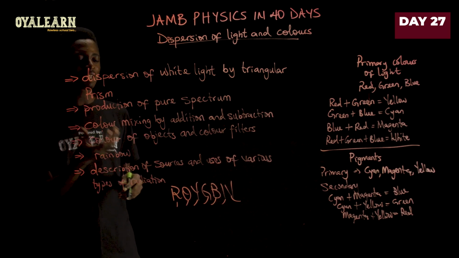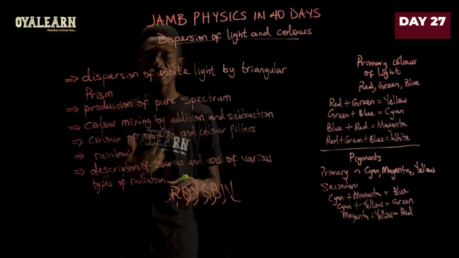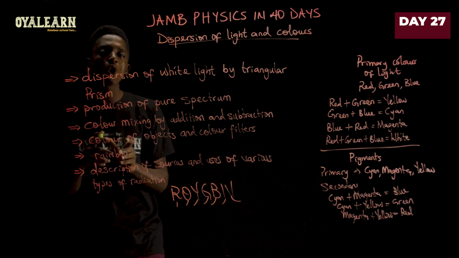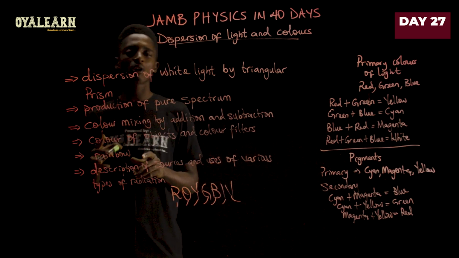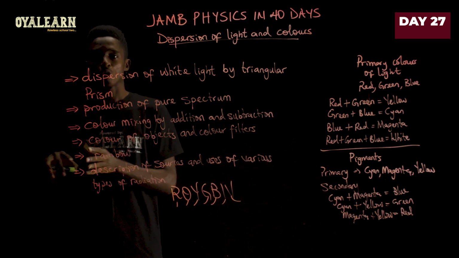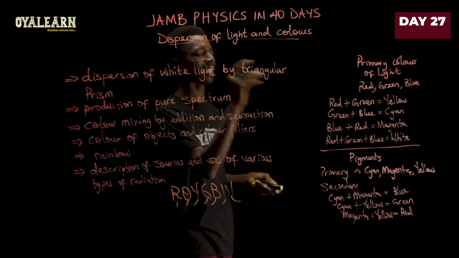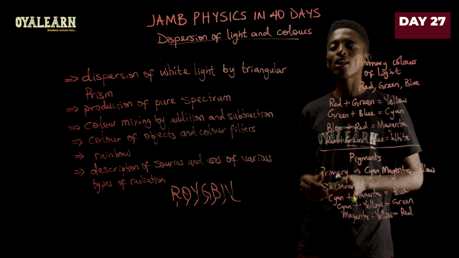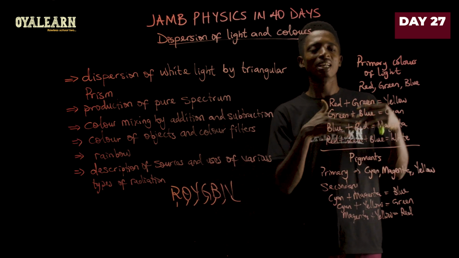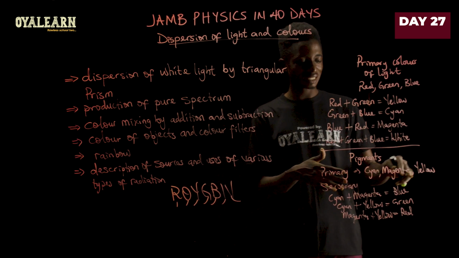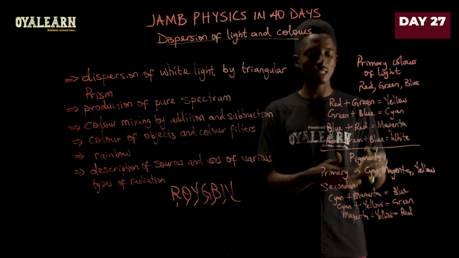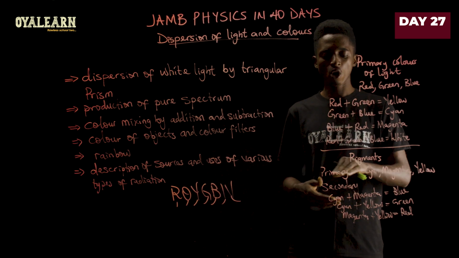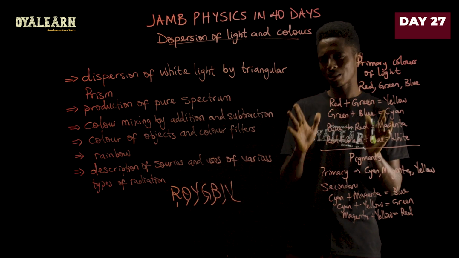Okay, now they also expect that you should understand color mixing by addition and subtraction. At this point, some students get confused. There are primary colors of light and primary colors of pigments. When it comes to light, the primary colors of light are red, green, and blue. When it comes to pigment, some will call it red, yellow, and blue, but it is actually cyan, magenta, and yellow for the primary colors of pigments. Now let me explain this.